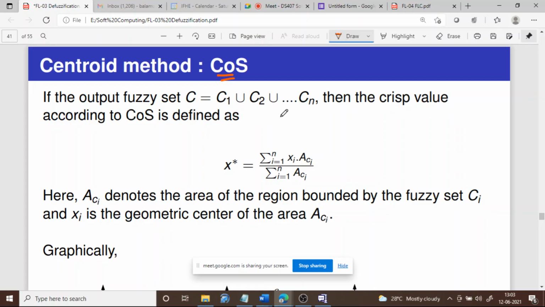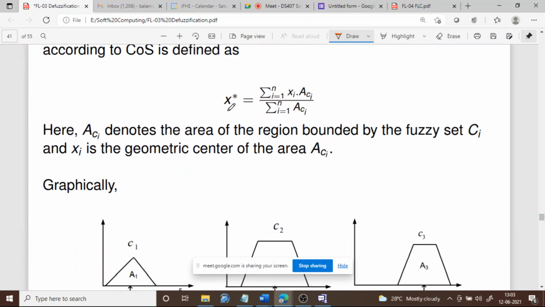Okay, so the crisp value we are going to obtain like this: x star is equal to sigma i equals 1 to n of xi into A(Ci), divided by sigma i equals 1 to n of A(Ci). So A(Ci) is the area under one particular curve, and xi is the center point of that particular curve. Ci is the center point of that particular curve.